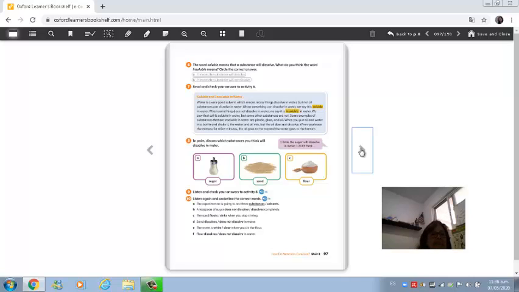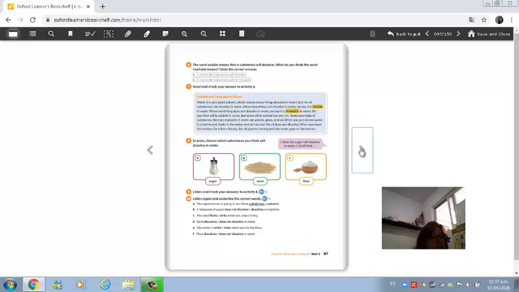Okay, it says B. The word soluble means that a substance will dissolve. What do you think the word insoluble means? Circle the correct answer. A, it means the substance will dissolve. B, it means the substance will not dissolve. What is the correct answer? Very good. B, it means the substance will not dissolve. Very good. Now read and check your answer to activity 6.